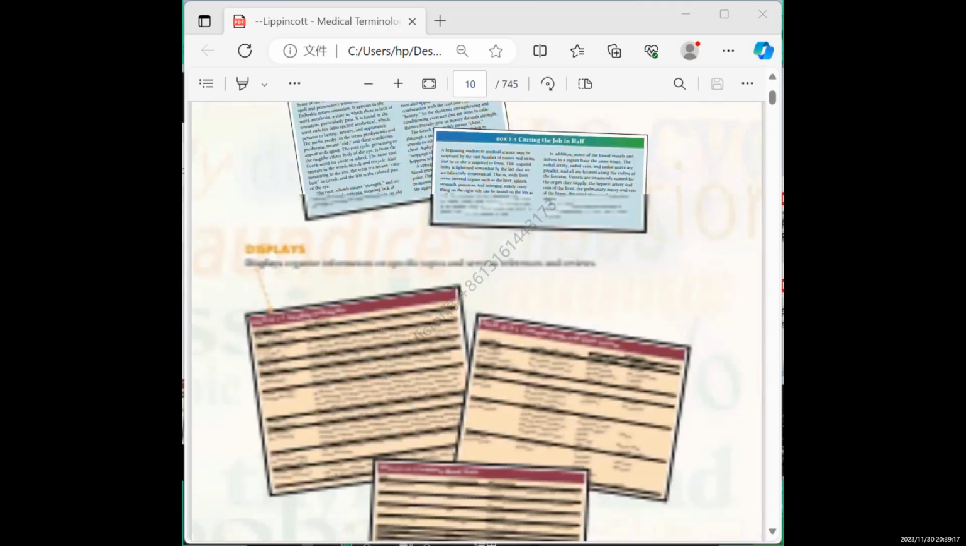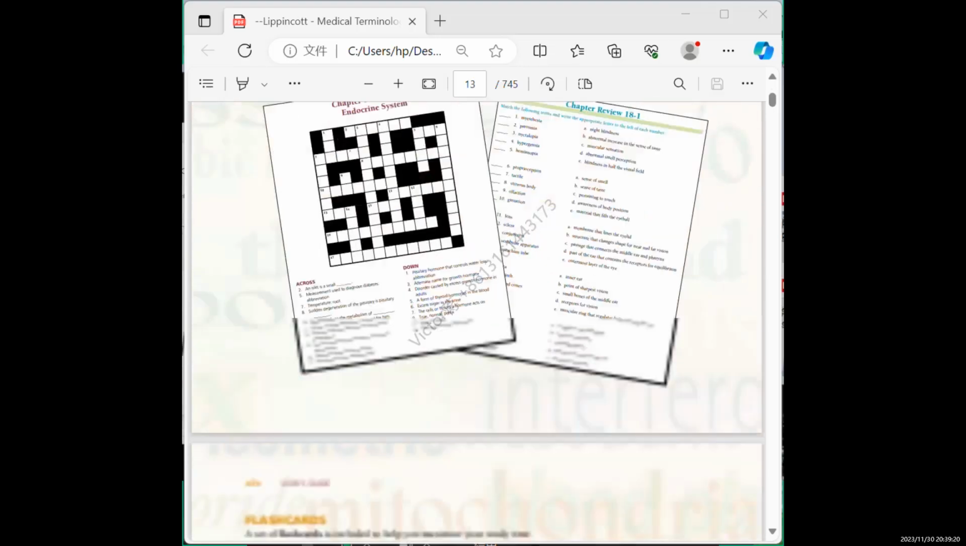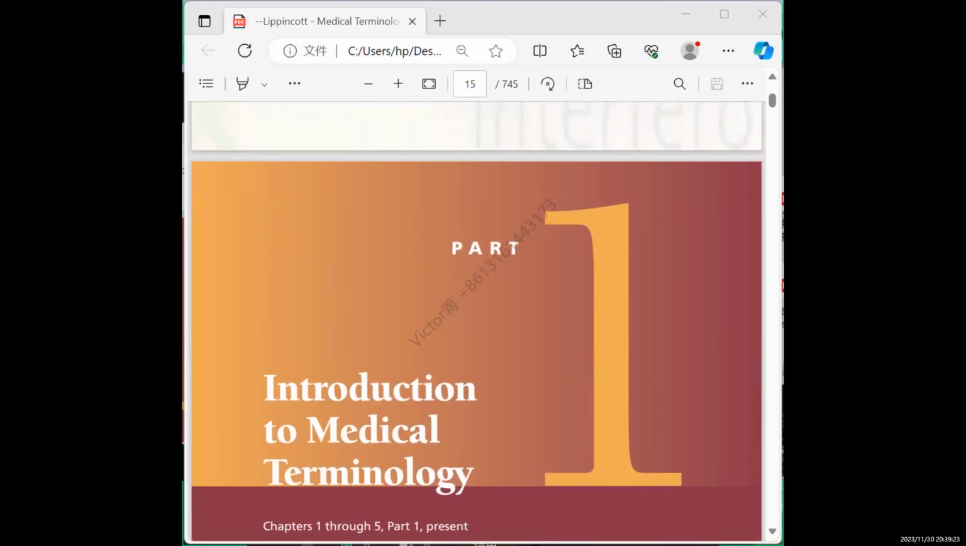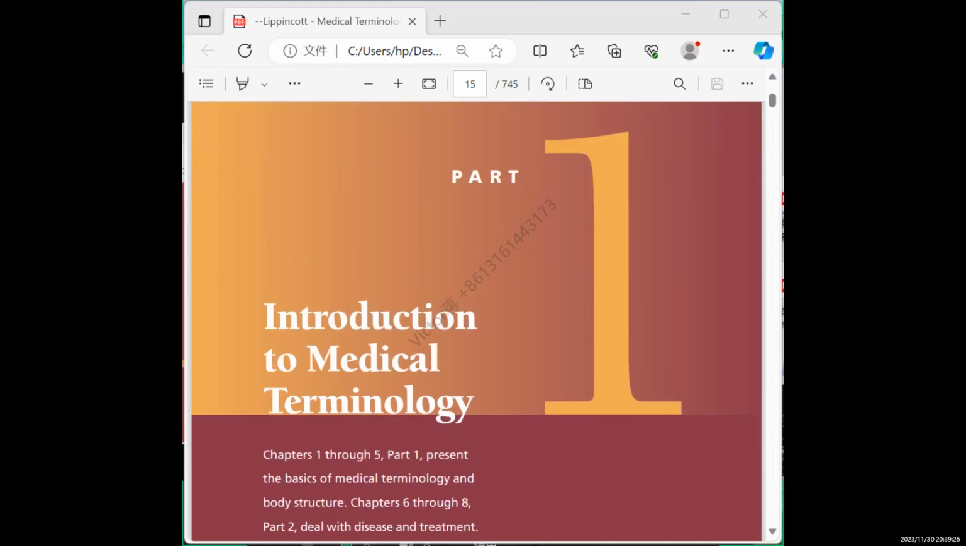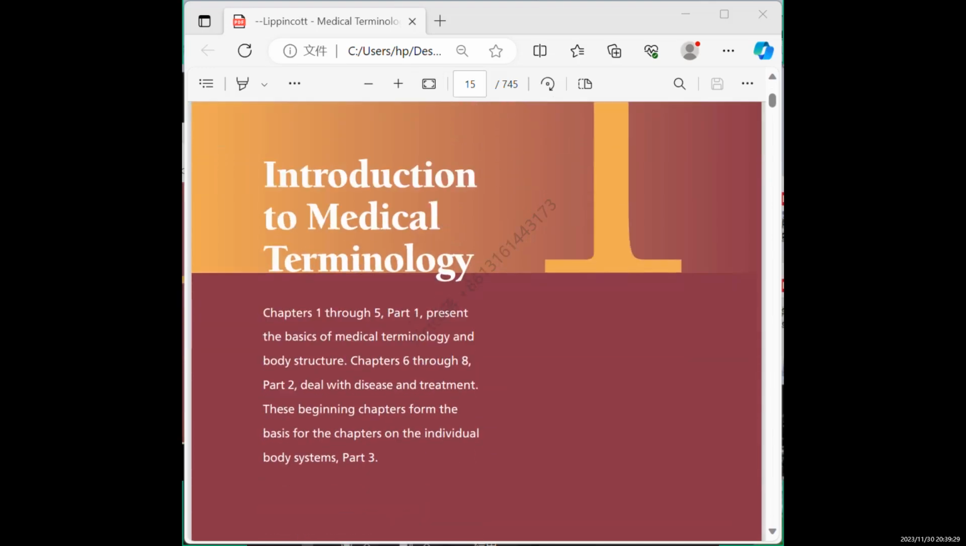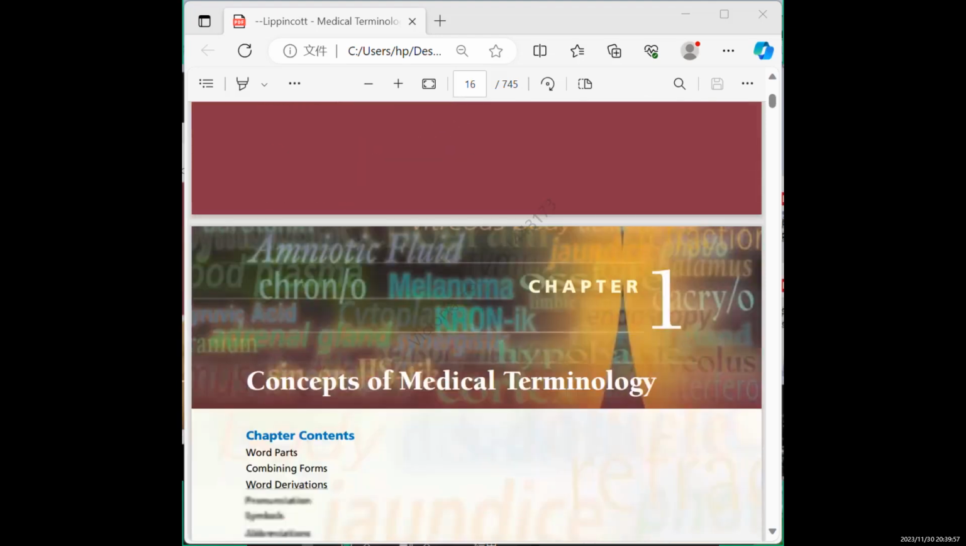Let's go to part one. Just make use of this PDF file, the electronic form. Part one, introduction to medical terminology. We have reviewed the 21 chapters, but in this part there are five chapters, chapter one through chapter five. Part one presents the basics of medical terminology and the body structure. Chapters six through eight, part two, deal with disease and treatment. These beginning chapters form the basis for the chapters on the individual body systems, part three.